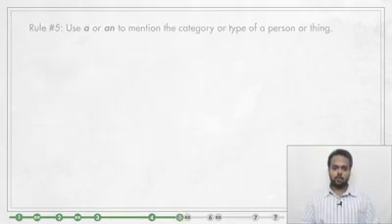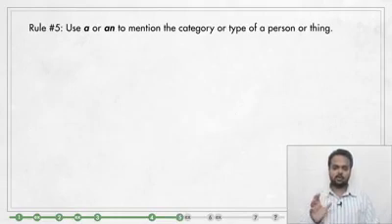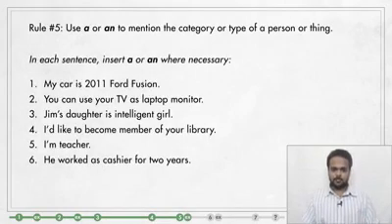All right, let's move on to rule number 5 now. Use a or an to mention the category or type of a person or thing. To understand this, I have a small exercise for you. All of these sentences mention a category or type of a person or thing, but they're missing the articles. I want you to put a or an in the correct place in each of these sentences. Stop the video, think about your answers, then play the video again and check.